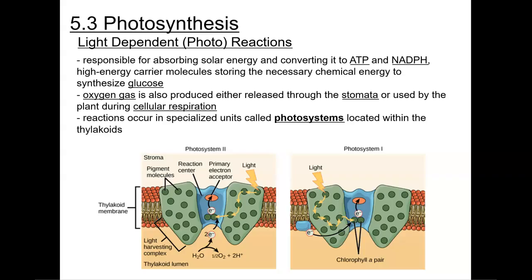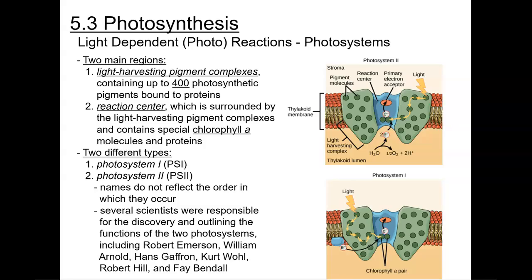These reactions are going to occur in specialized units called photosystems, and those are located within the thylakoids. Remember those little stacked pancakes that we saw inside the chloroplast. So there are two main regions: the light harvesting pigment complexes, which contain about 400 photosynthetic pigments bound to proteins, and you have a reaction center. That's surrounded by the light harvesting pigment complexes and contains special chlorophyll A molecules and proteins. So photosystem 1, or PS1, and photosystem 2, or PS2, are the names of these systems.